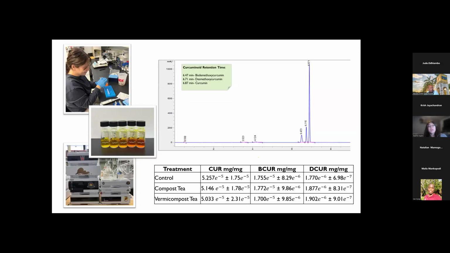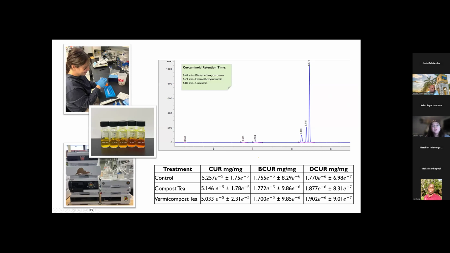So the concentration of 3 major curcuminoids, including curcumin, bisdemethoxycurcumin, and demethoxycurcumin, were quantified through HPLC UV-DAD analysis. And if you look at the screen right here, I have a chromatograph, and I also have the retention times that I use to be able to identify these compounds throughout all of my HPLC analysis.